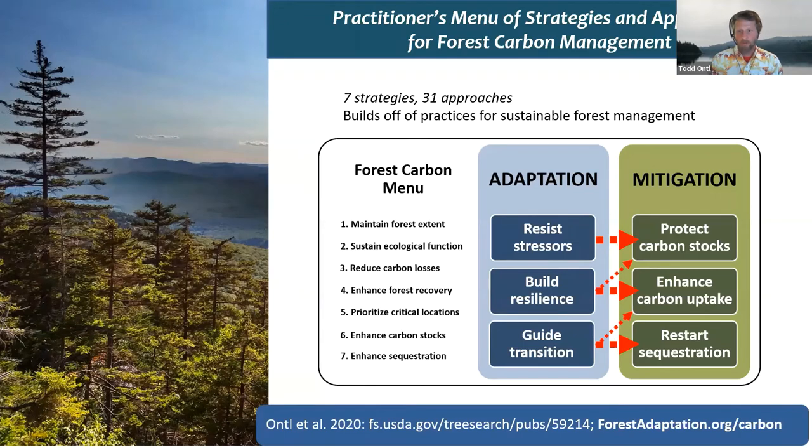Like other menus, this resource helps people connect the dots of their actions to both adaptation and mitigation concepts. For example, something that sustains ecosystem function has adaptation value for its ability to help a forest resist stressors such as an insect pest, which in turn has mitigation value for protecting those carbon stocks. Likewise, diversifying species composition can build resilience, so it has adaptation value, but it also has mitigation value because it enhances the future carbon uptake of a forest.